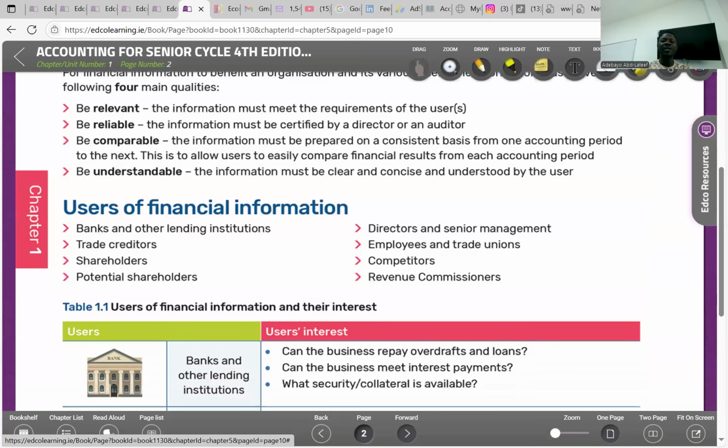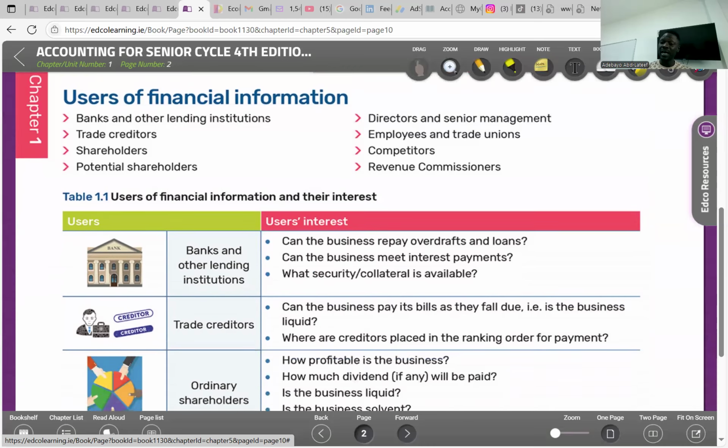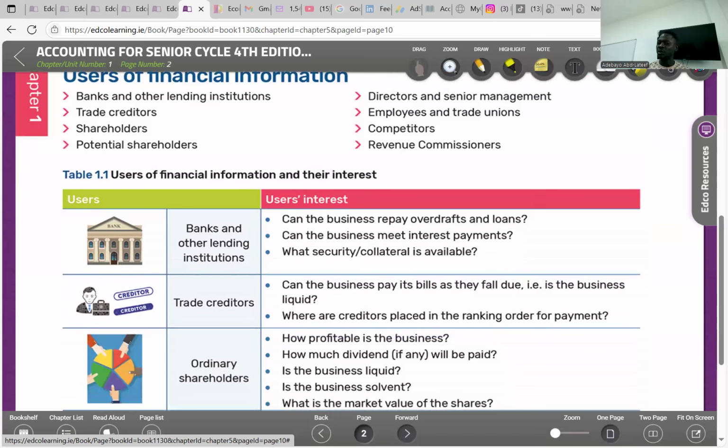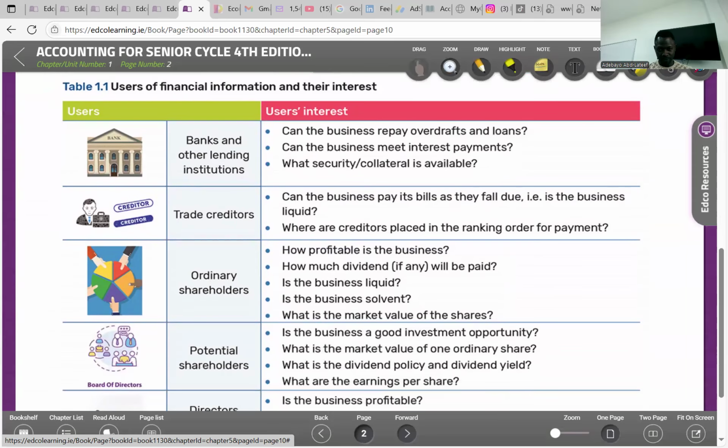So who are the users of financial information? The users of financial information are the banks or other lending institutions, trade creditors, shareholders, potential shareholders, directors and senior management, employees and trade unions, competitors, and revenue commissioners. So we're going to start one at a time with each financial user and their interest. The first one, the banks.